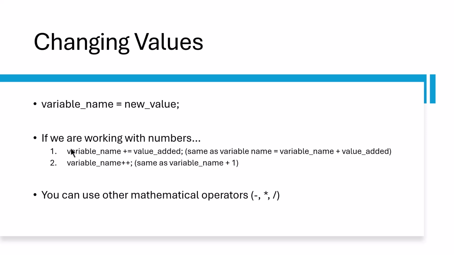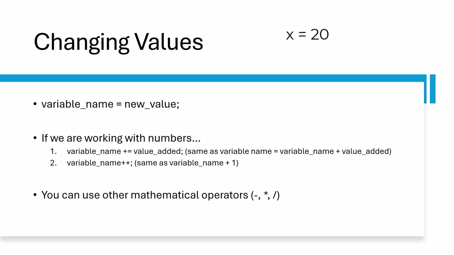You can use different operators such as plus equals, which makes it so you add another value on top of the existing value. So if I were to have a variable that is equal to 15 and I wanted to add 5, I would say variable name plus equals 5, and this would make it so the variable's new value is 15 plus 5, which equals 20.